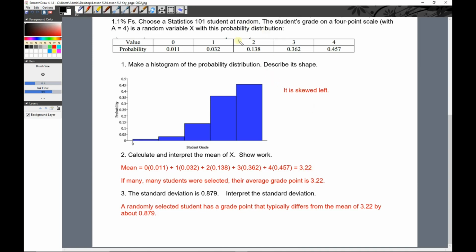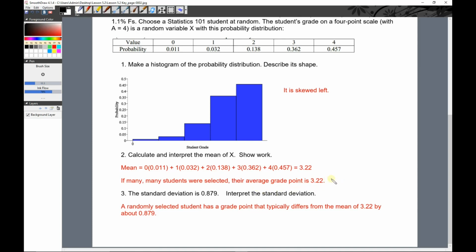Now the central grade point value up here is 2. Since it's skewed and has most of the probability here, it's no surprise that the true mean will be way above the center of where the x values are. So how to interpret? If many students were selected, okay, that fits the script, their average grade point is 3.22. It's not their grade point average, their average grade point.